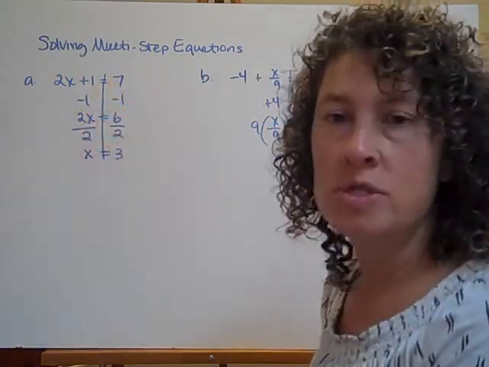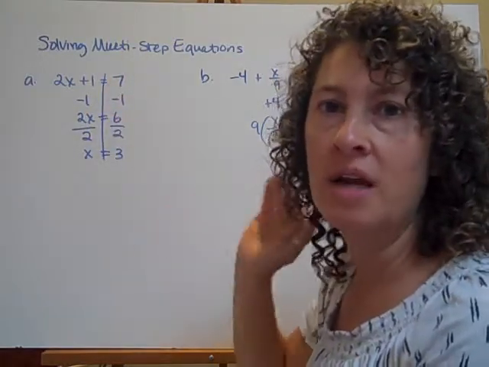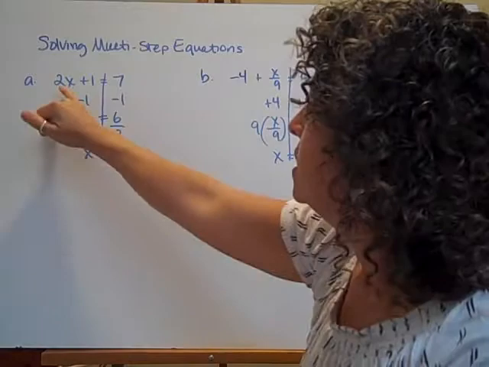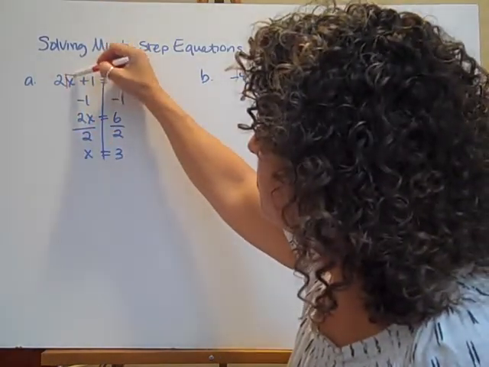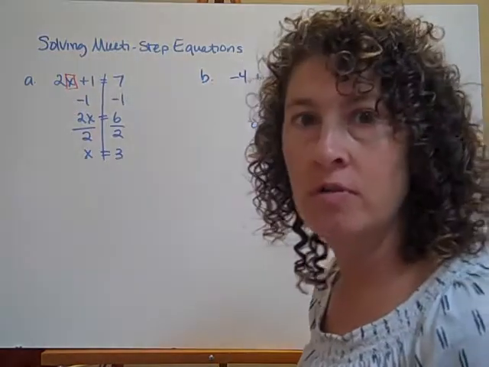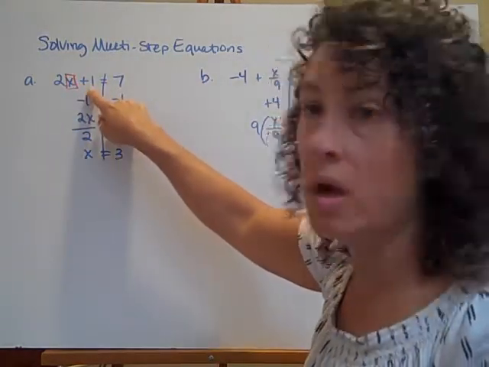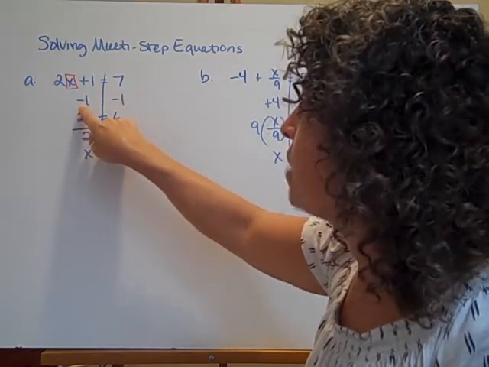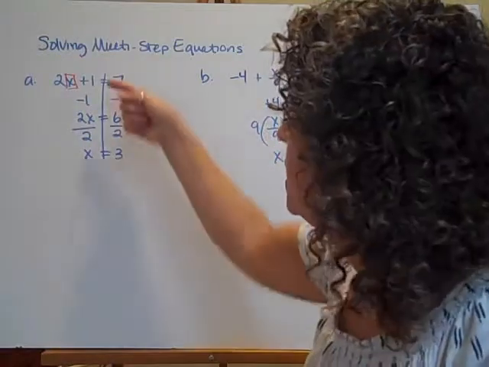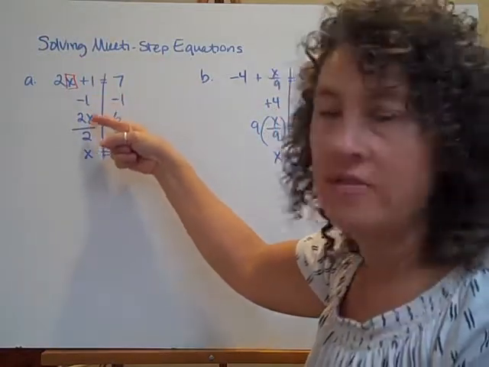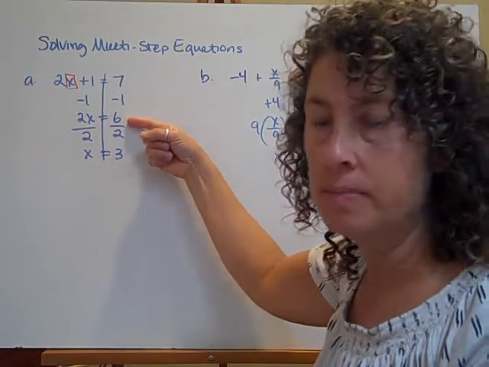So what we're going to start to do is get that variable by itself. So I'm going to get rid of the adding and subtracting first. That's going to be my first step. So I want to get the x by itself. That's my goal. So let's first get rid of whatever we're adding or subtracting to that x. So we're adding a 1, so we're going to do the opposite. We're going to subtract 1 from both sides, so that both sides still stay equal as we go. So that gets rid of my 1 on my left-hand side and leaves me with 2x. On my right side, that leaves me with 6.